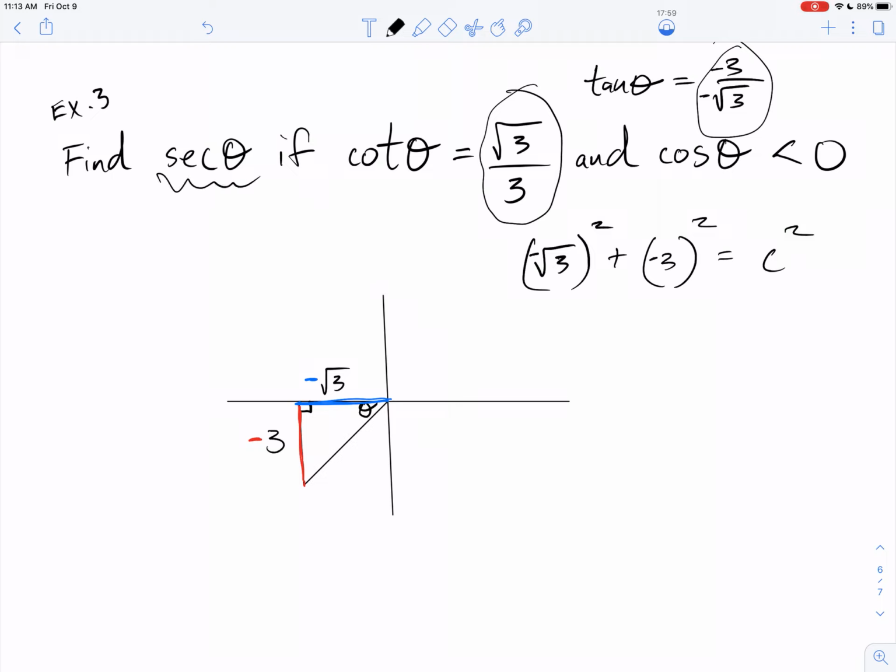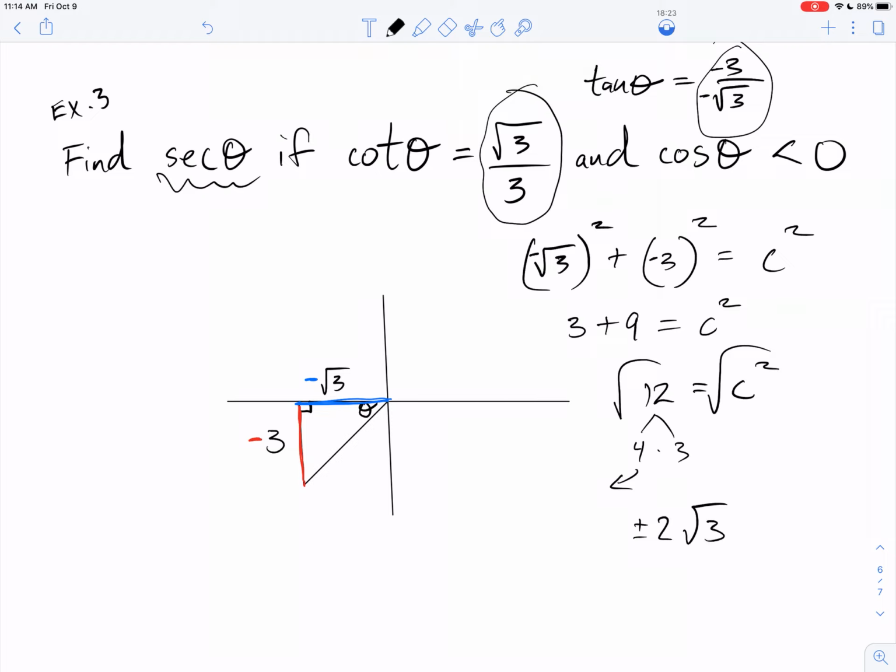I got to be super cautious here. So, negative root 3 squared, yeah, it's still 3. Negative 9 squared, yeah, it's still 9. It equals c squared. So I go 12 equals c squared, root, and then I go, wait, I can clean that up. That's the same as 4 times 3, so I pull it out. I go plus or minus 2 root 3. But I mentioned this in my last problem, so I want to make sure you know it. The hypotenuse is never negative. Hypotenuse of any right triangle is never the negative piece.